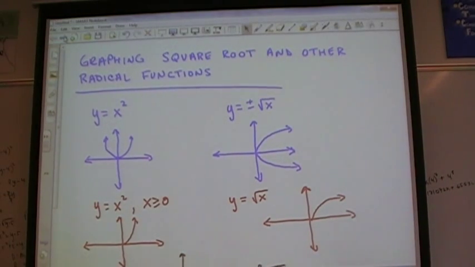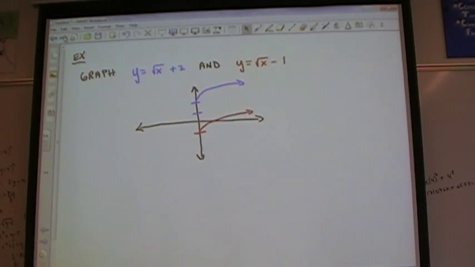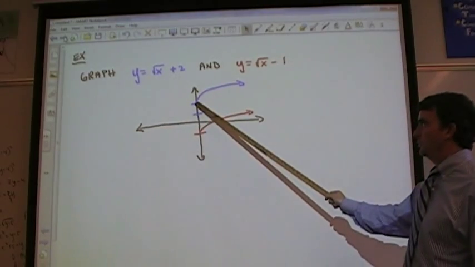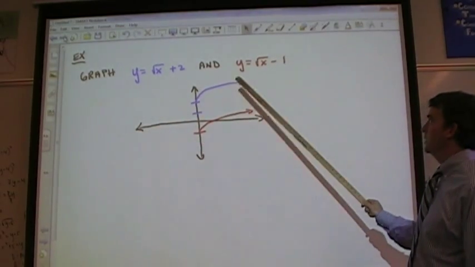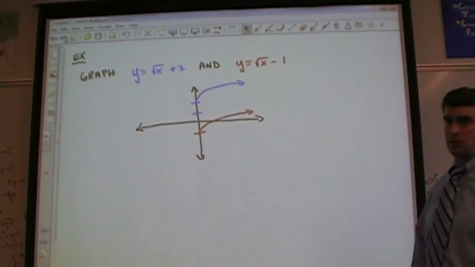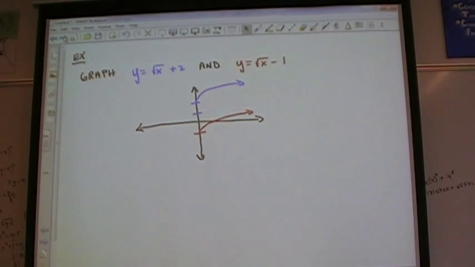So we're going to translate right, left. This one's up and down. If the number's being added or subtracted outside of the radical, that's a vertical translation. So square root of x plus 2, I just moved the whole graph up 2 units. So here it is. Square root of x minus 1, I just moved it down 1, and there it is. Easy enough?